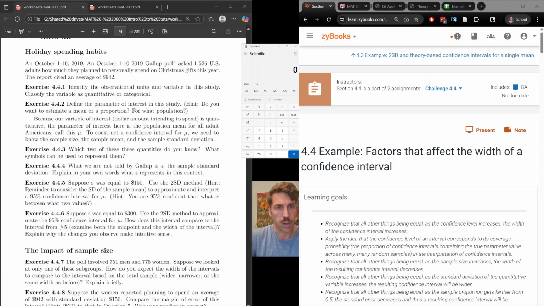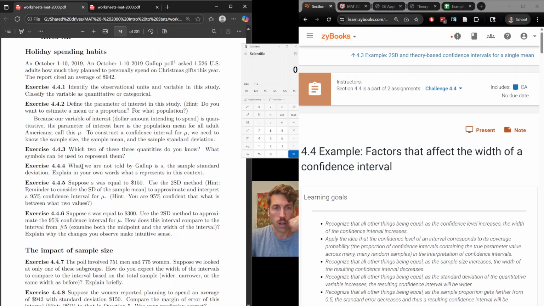Because the variable of interest, dollar amount intended to spend, is quantitative, the parameter of interest here is the population mean for all adult Americans. Call this mu. To construct a confidence interval for mu, we need to know the sample size, the sample mean, and the sample standard deviation. Which two of these 3 quantities do you know? What symbols can be used to represent them?